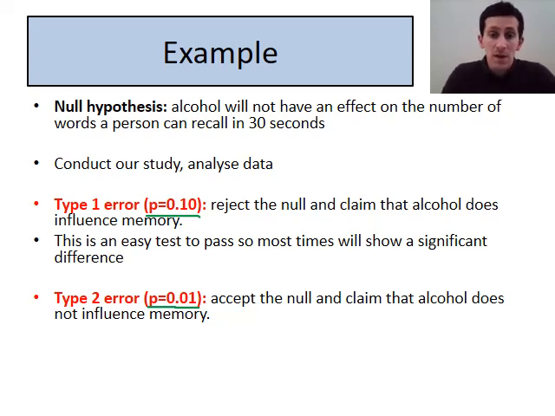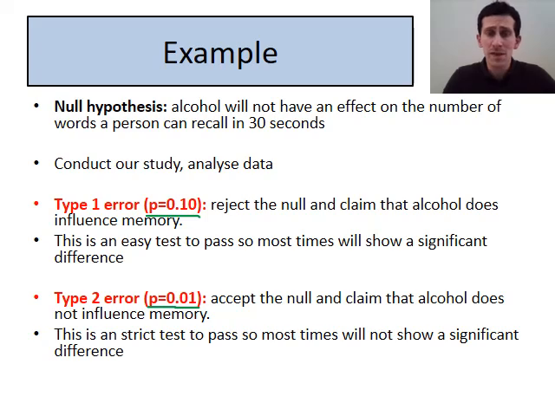So in this case, we're going to accept the null. So we're going to claim that the alcohol does not influence your memory whatsoever. But the only reason we're accepting the null hypothesis is because this is such a strict test to pass. So most times it's going to show that there is no significant difference. Okay, so remember, type 1 errors when we're using p equals 0.10, because it's an easy test to pass. Type 2 errors, we usually accept the null hypothesis. We say there's no relationship or there's no difference whatsoever because it's such a strict test to pass.